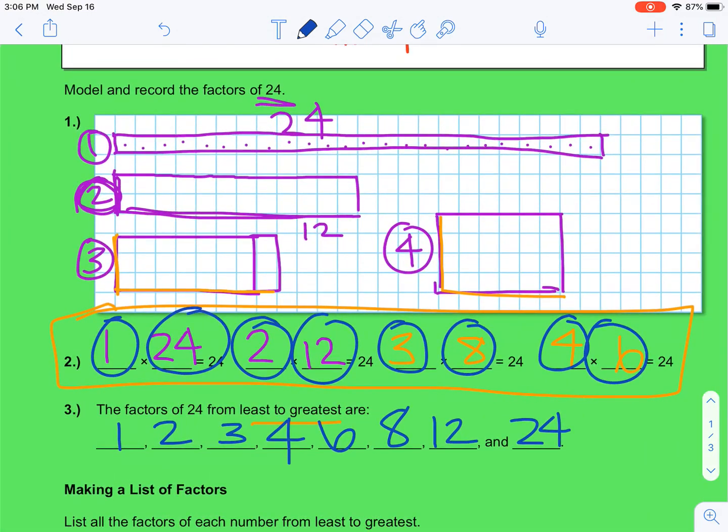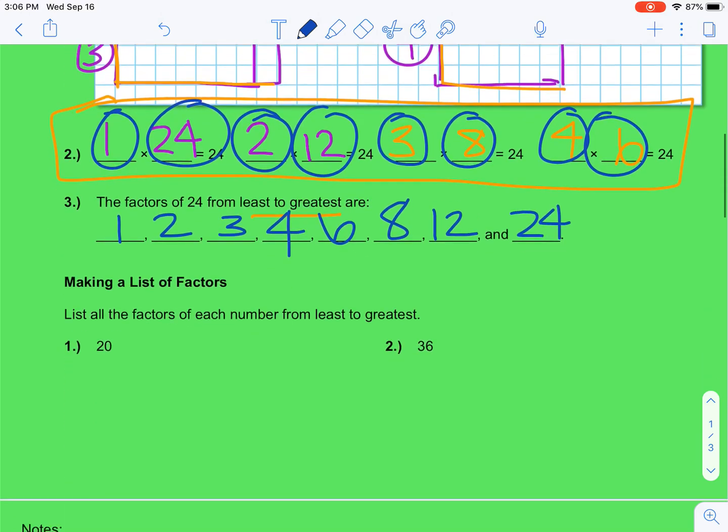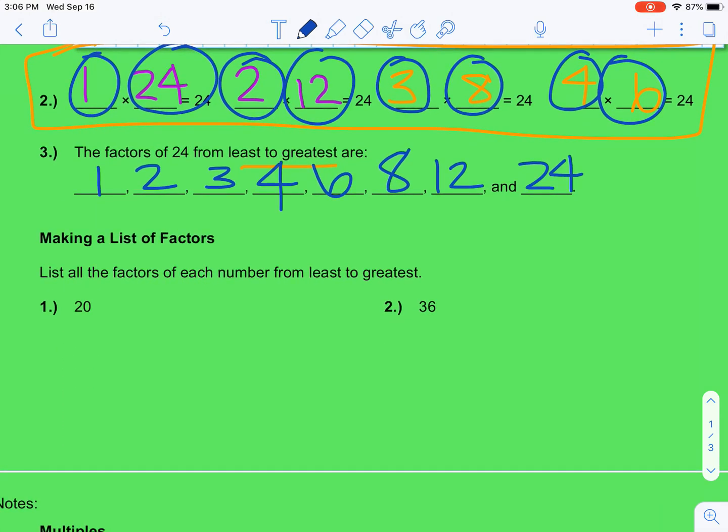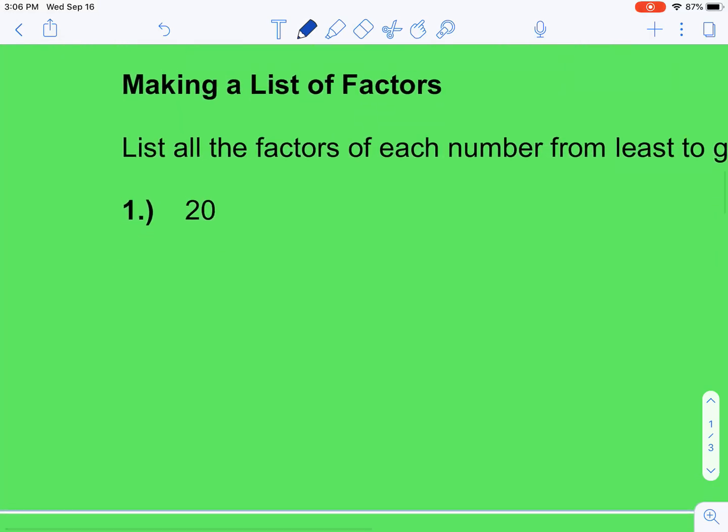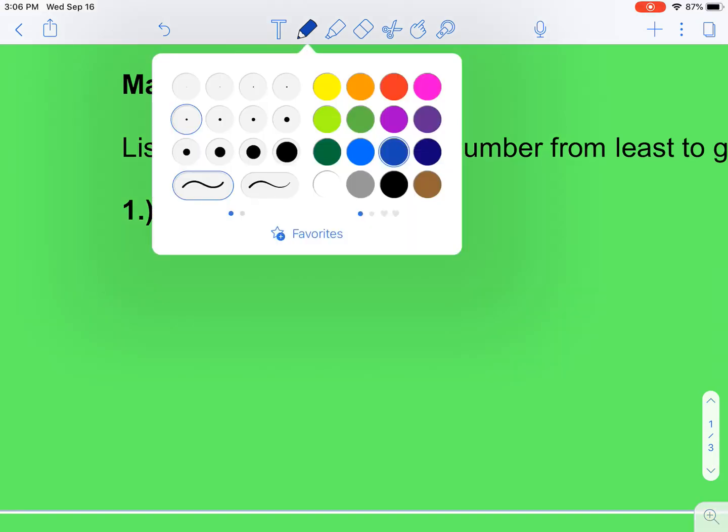So what we just did is we modeled different ways to make 24. We thought, what numbers times each other can give us 24? So what we're going to do now is we're going to practice making a list of factors. So we're going to look at the first one, which is 20.